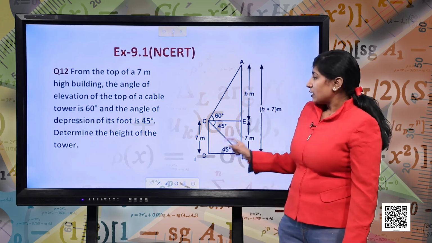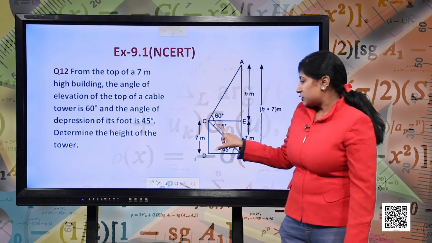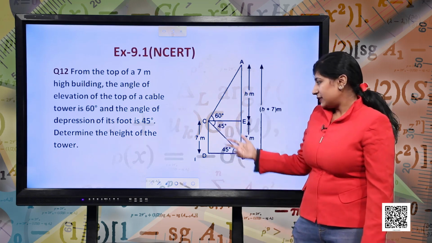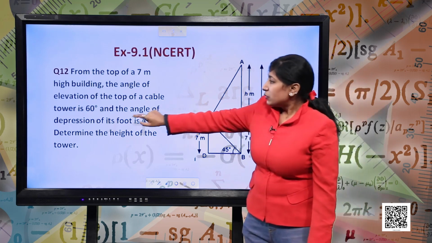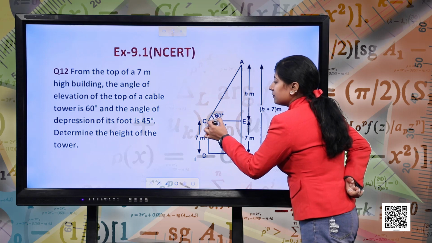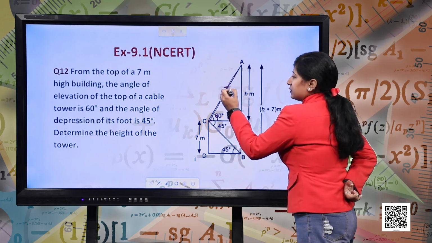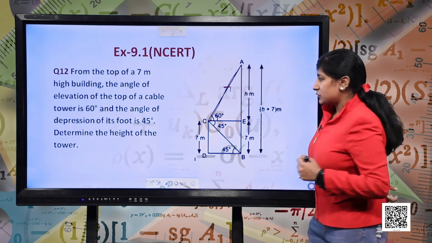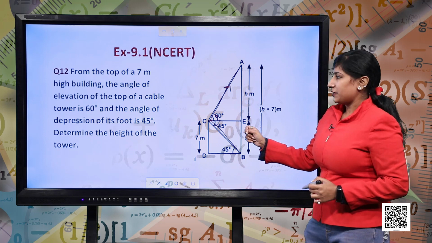See, this figure, what it is saying is 7-meter high building. So this I consider the building. This is 7-meter high. So these names I've given. Now they are saying angle of elevation. So clearly this, when you're going from C a little higher, this angle is angle of elevation. This angle is angle of depression. This is given to be 45 degree.